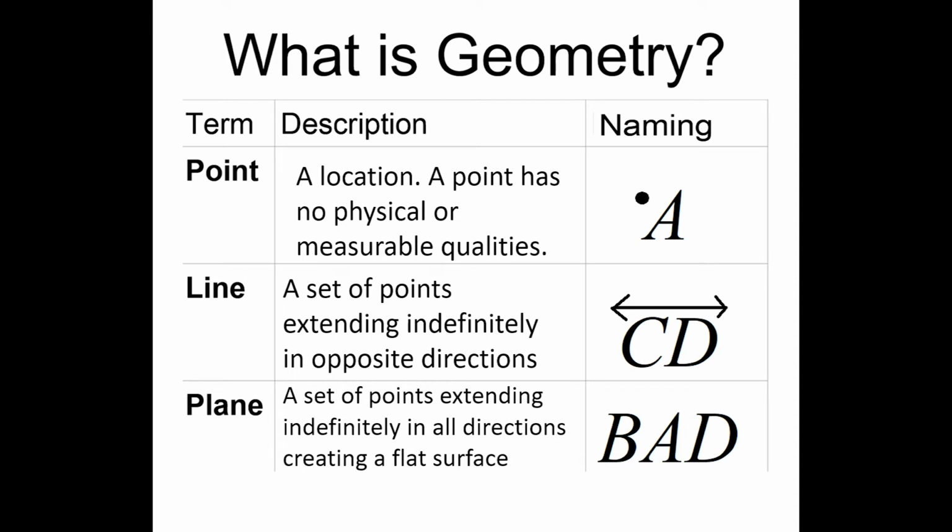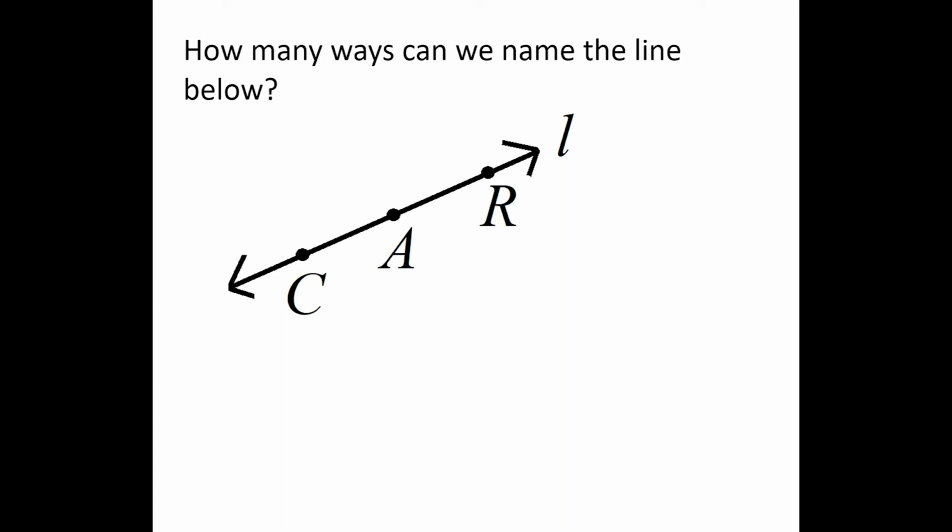If I have a line with multiple points, there are many ways that I can name that line. So in this specific example here, I have this line with points C, A, and R. So we know to name a line, we use any 2 points and that line symbol. So we could name this line CA with that line symbol above. Now the order doesn't matter, doesn't have to go in alphabetical order. It could have been AC.